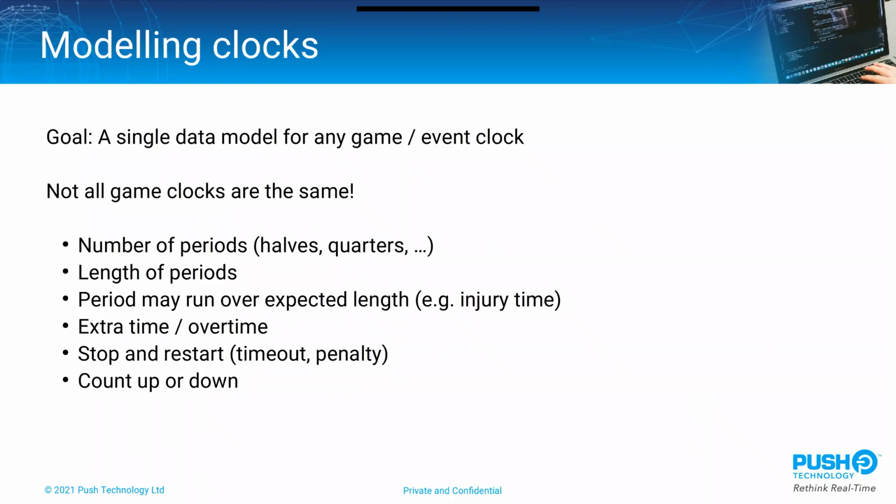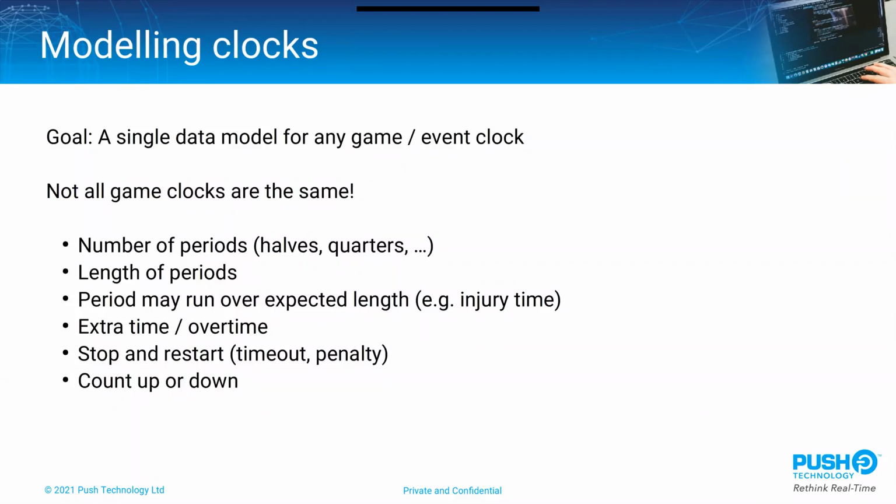There are some common themes for events. They're typically broken down into periods of play, for example. So football might have halves. Basketball and ice hockey have quarters or periods. Baseball and cricket have innings. But we're going to use the generic term period in our model.